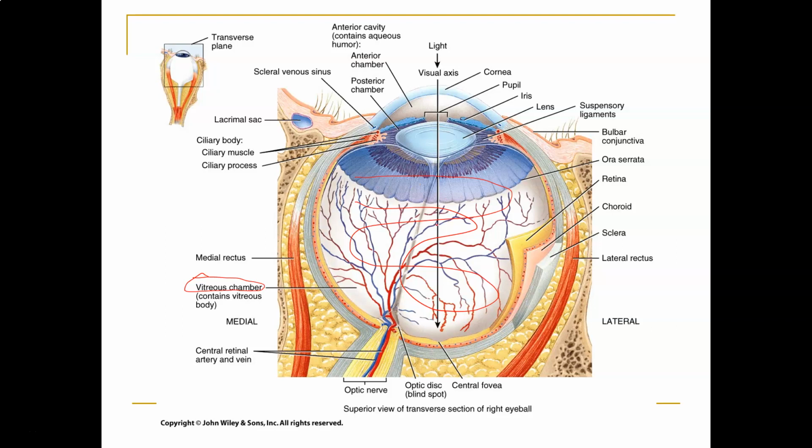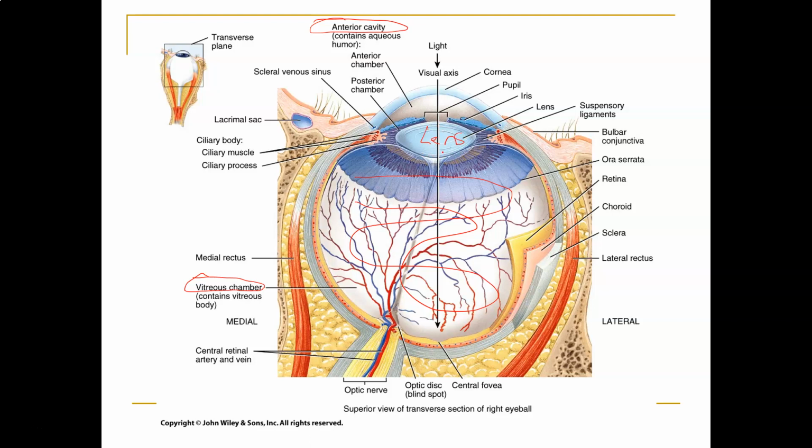Unfortunately, we won't be dissecting the sheep eye any longer since our lab is now online, but if you were able to, you would have seen this when you cut open the eye, this blob of jelly, the vitreous humor. And then there's a smaller chamber in the front, the anterior cavity, which contains a much more watery substance called the aqueous humor. So there are these chambers filled with various substances. There's the lens here in the eye.